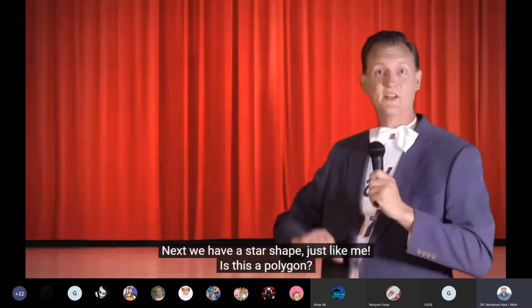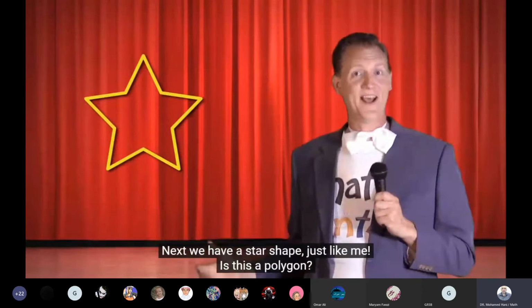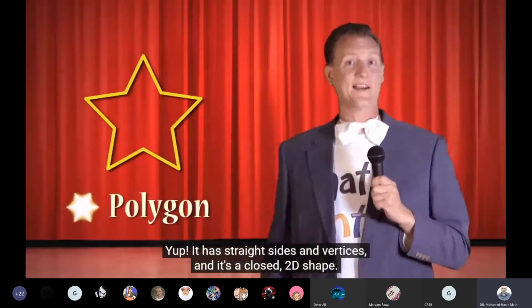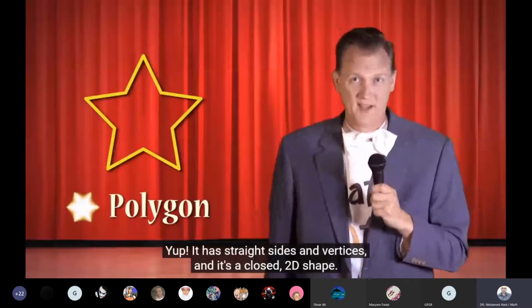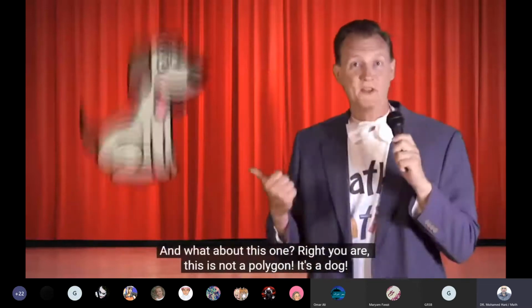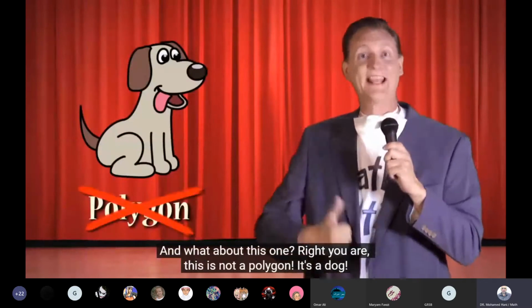Oops. Next, we have a star shape, just like me. Is it a polygon? Yup. It has straight sides and vertices, and it's a closed 2D shape. That means it's a polygon. And what about this one? Right you are. This is not a polygon. It's a dog.